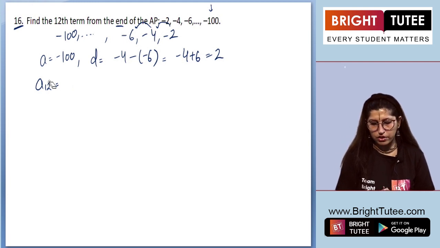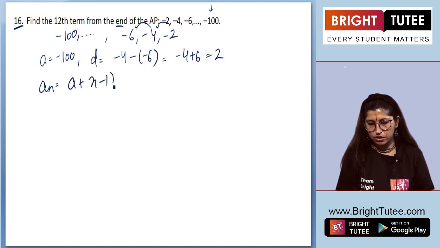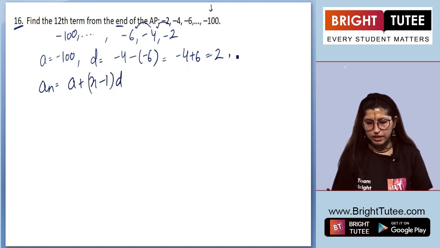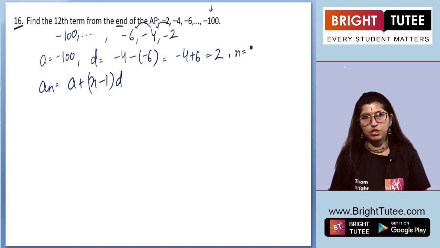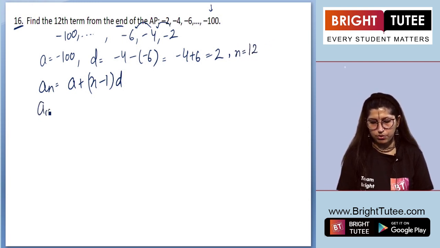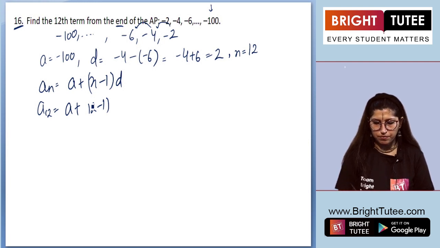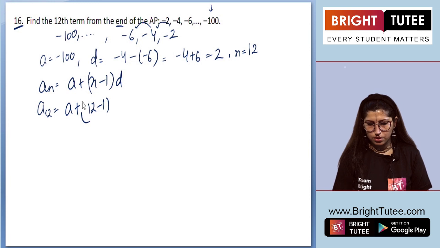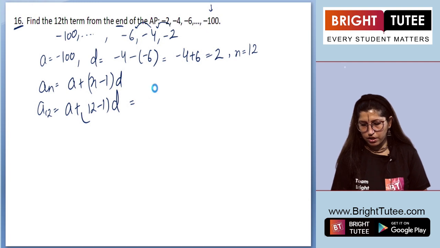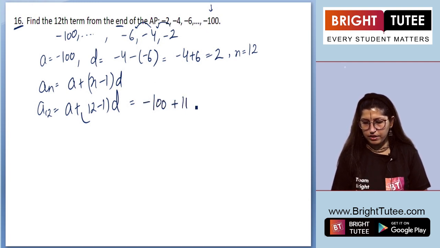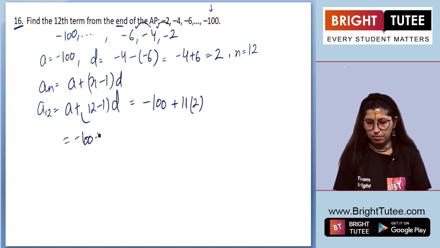Now what is AN, the general term which we have? It is A plus N minus 1 D. We know over here that N, what they are looking for, is 12. So A12 will be A plus 12 minus 1 D. So over here what we can do is A is -100 plus 11, and D is 2. So we'll be getting -100 plus 22.